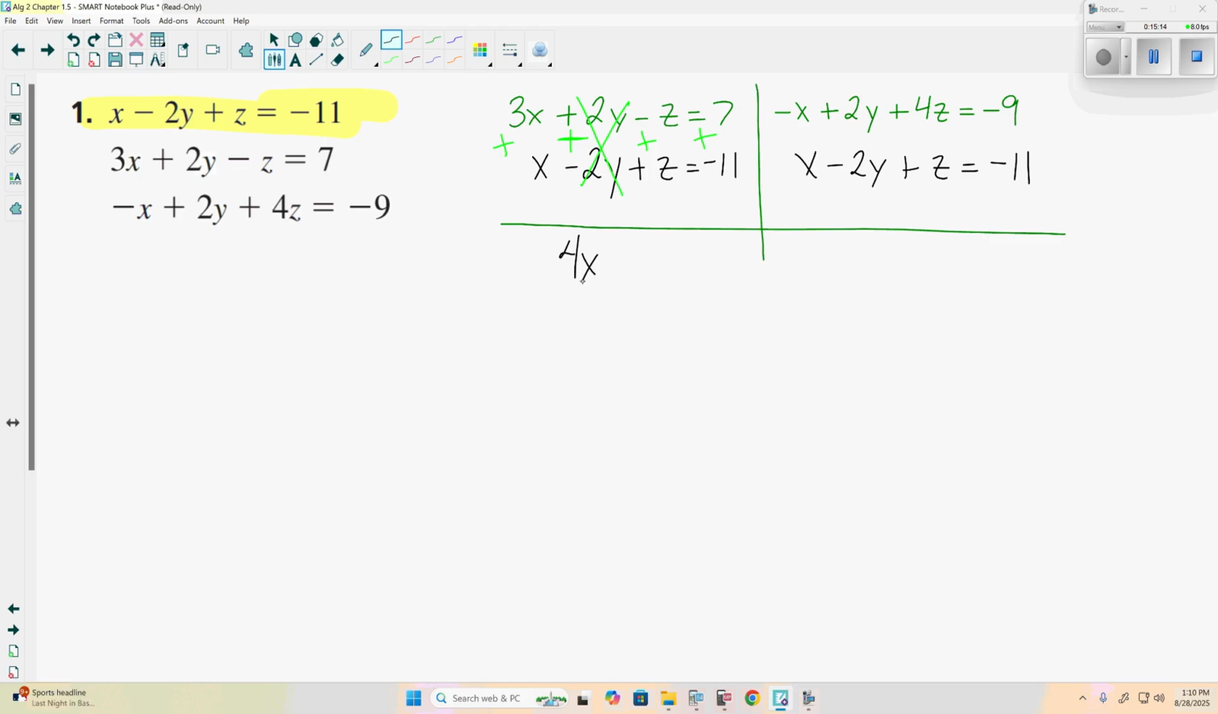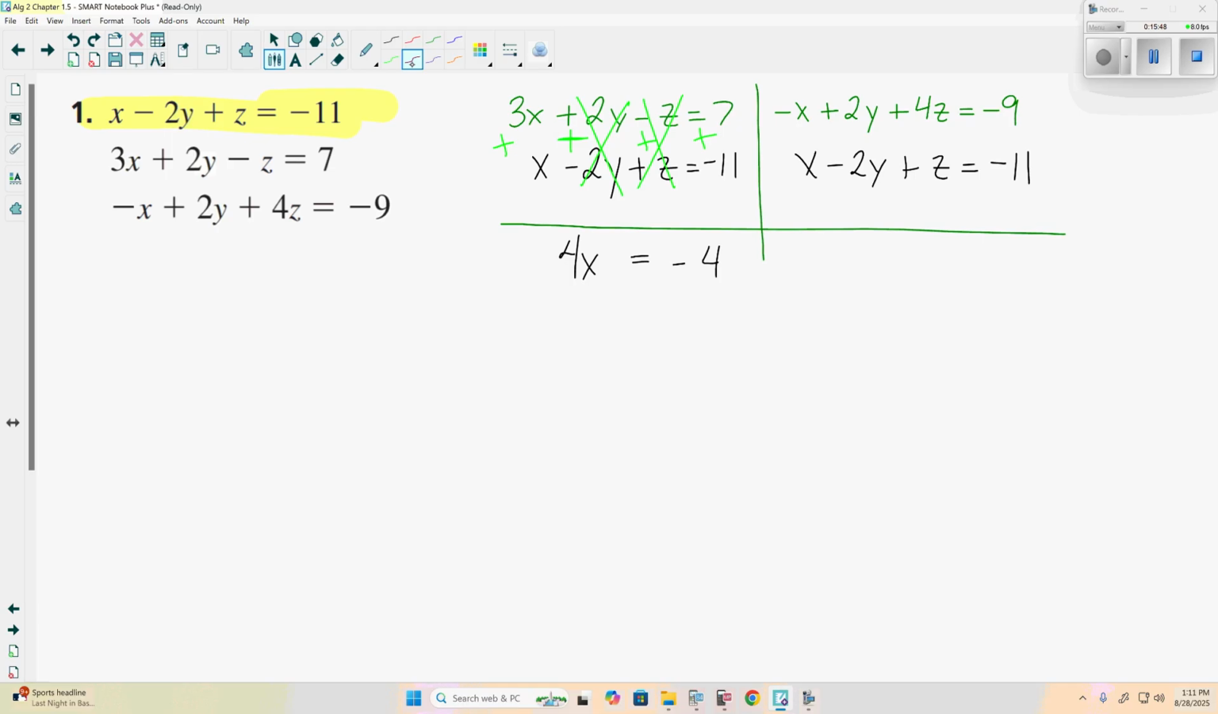Negative z plus z, so that would also be 0, yes? Equals 7 plus negative 11. 7 minus 11 is almost, yeah, if we were subtracting, yes. Because we switch it from subtraction to addition, because the middle term y would not cancel out with it. So 4x equals negative 4.